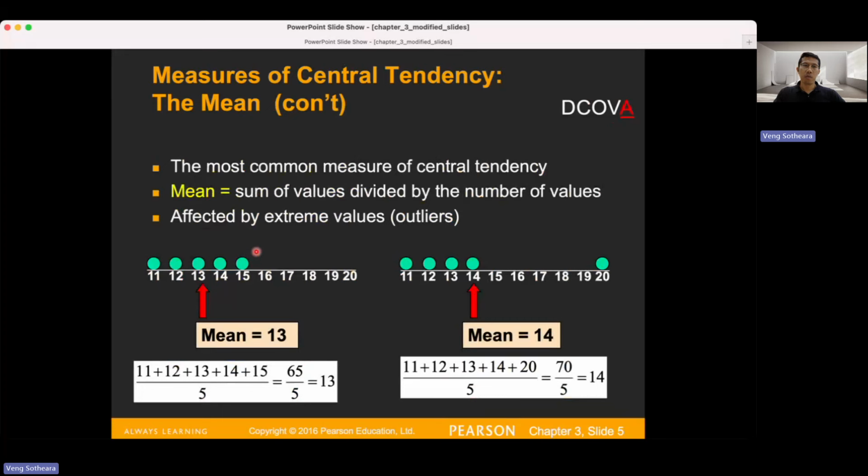For example, we may have a data set containing 5 values: 11, 12, 13, 14, and 15. If you want to compute the sample mean of this data set, you just take those values, 11, 12, 13, 14, and 15, sum them up and divide by the sample size, which in this case is 5. Okay? And you will get 65 divided by 5, and as a result, you will get 13. So 13 is the mean of this data set, or of this sample.